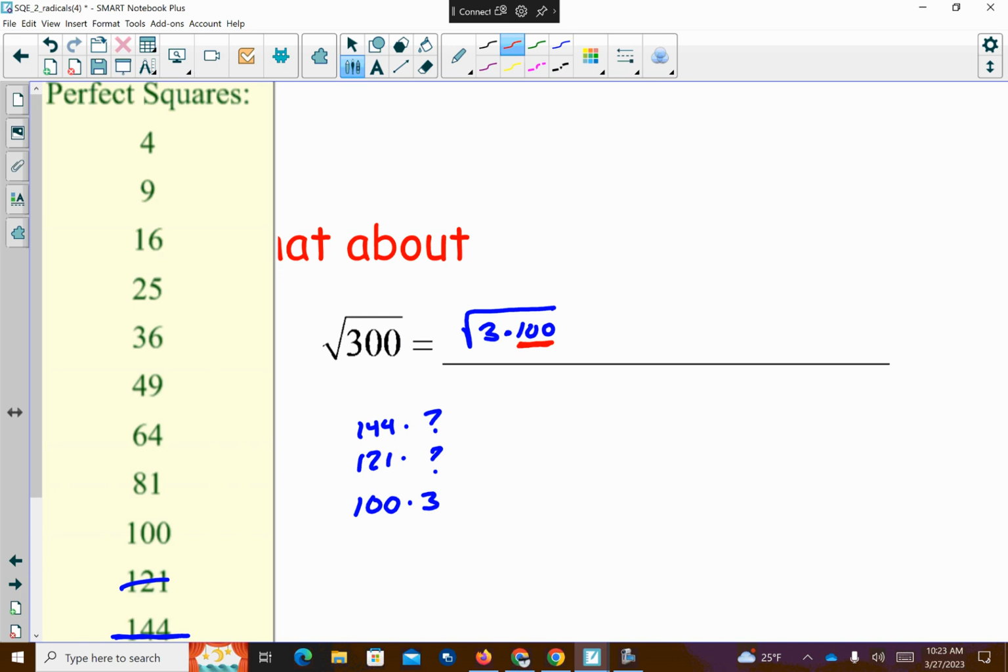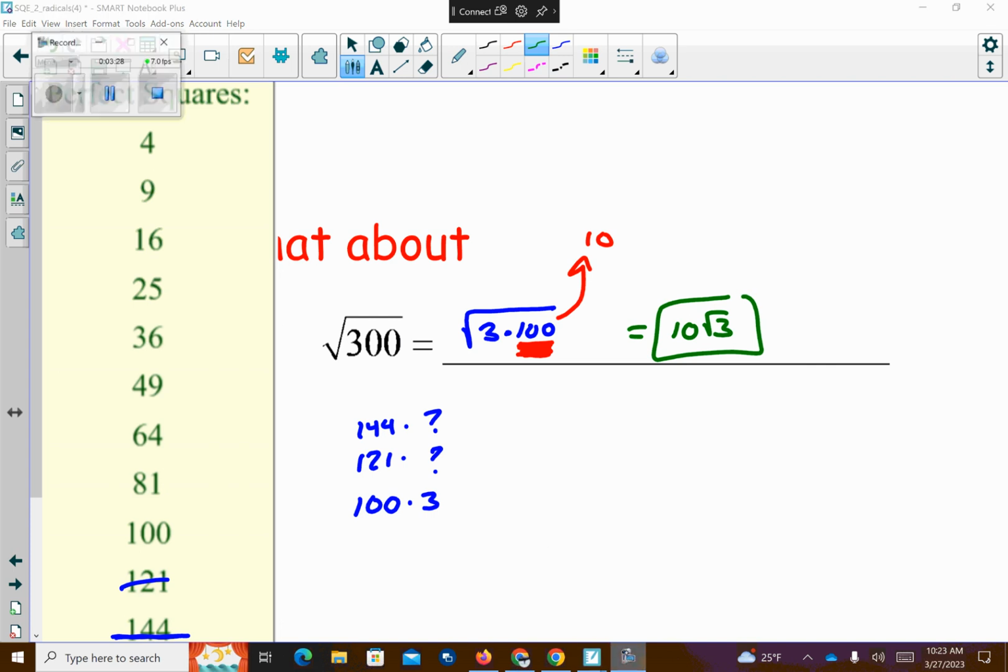Okay, what's the square root of 100? 10. So a 10 comes out, and then what do we have still left behind? 3. So the answer to this becomes 10 square root 3. 10 square root 3 is the equivalent version. It's the reduced version of the square root of 300. Good so far? All right. May I move on?